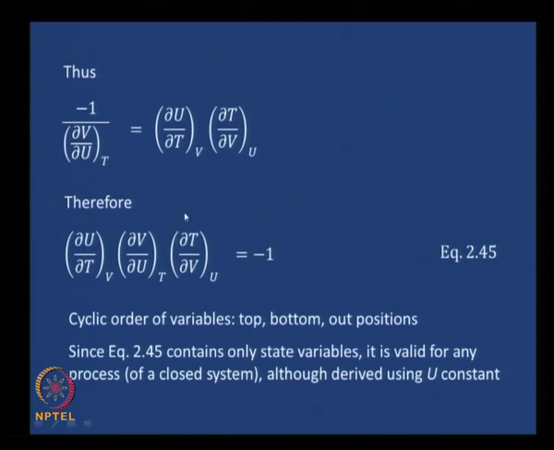Because we started deriving this equation by assuming a constant u process, but we ended up with an equation in terms of only the state variables u, t and v. And since this equation is in terms of only the state variables, it is applicable to whatever process the system undergoes, and therefore it can be taken as a generalized equation. It is formally said here, since 245 contains only state variables, it is valid for any process of a closed system. We are considering only closed systems now, although it was derived using u to be constant.